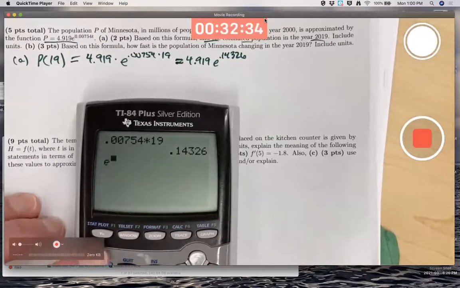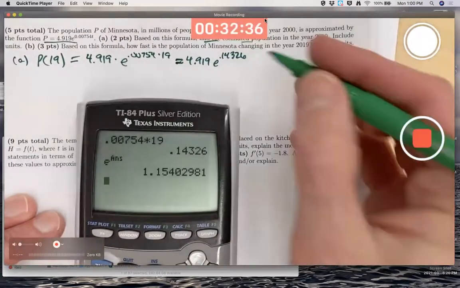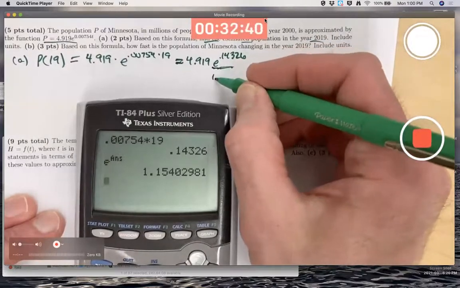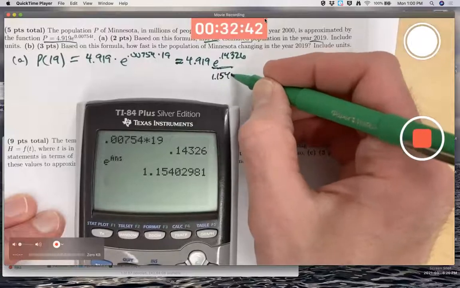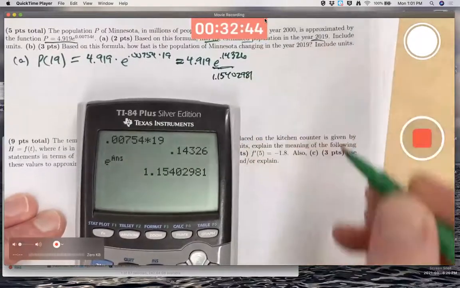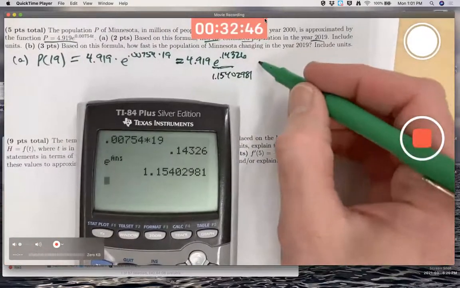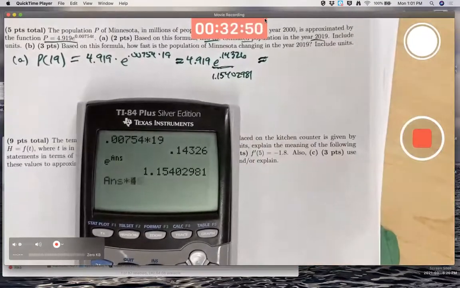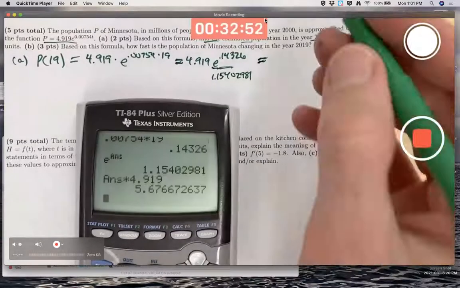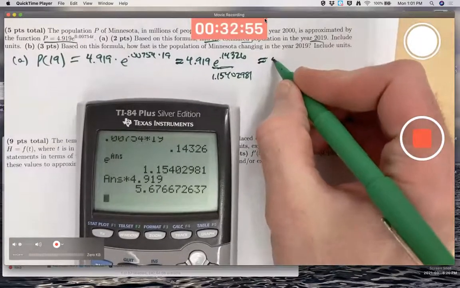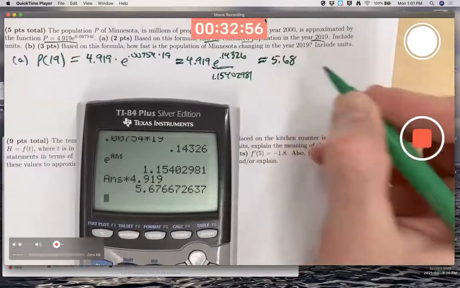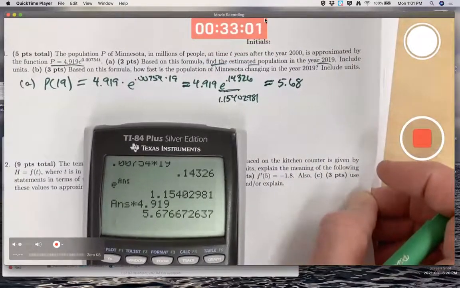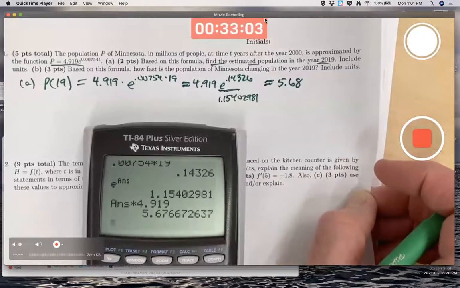I can raise e to that number like this. So again, aiming for as much partial credit as possible, I can write that as 1.1540291. That's an approximation. Then I can multiply by 4.919. And now I go ahead and round, say, to 5.68. I don't tell you what to round to, so just do something reasonable, and I'm usually okay with it.